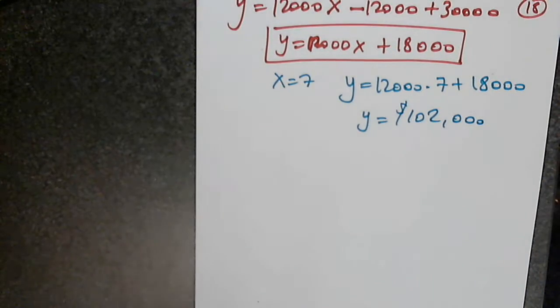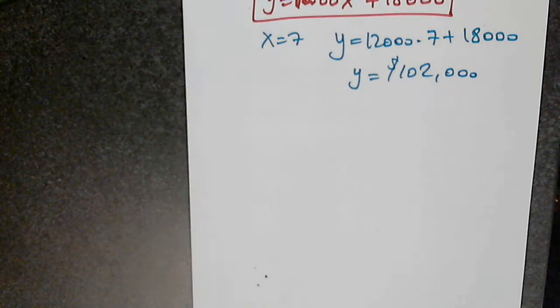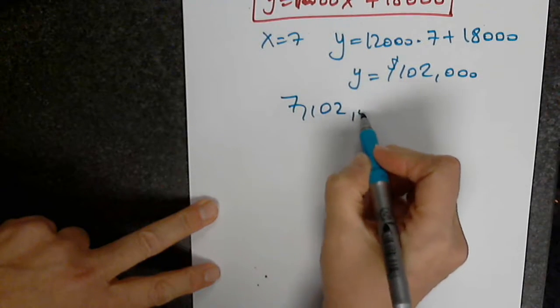Now, what if I ask you, give me an ordered pair that you just determined for this equation? What will you say? What will you give me? Of course. 7 for x, 102,000 for y. Absolutely. That is the ordered pair. 7, 102,000.